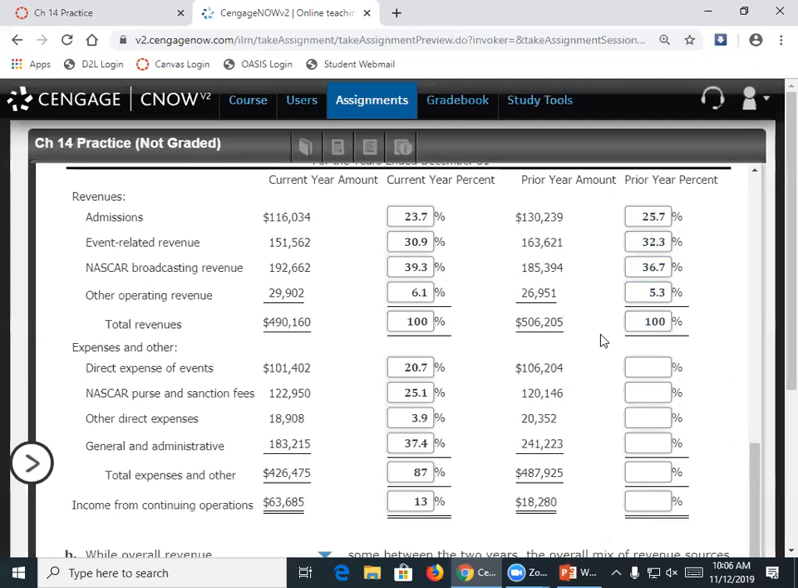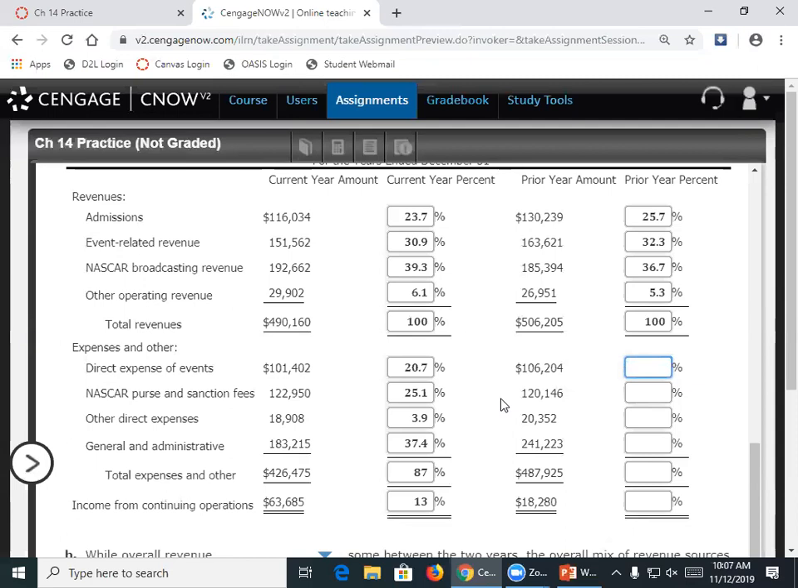So again, obviously we saw a slight decline from last year to this year in revenues. The makeup is just a little bit different, with the event-related revenue being a little higher and admissions being a little higher. So just a little different mix.